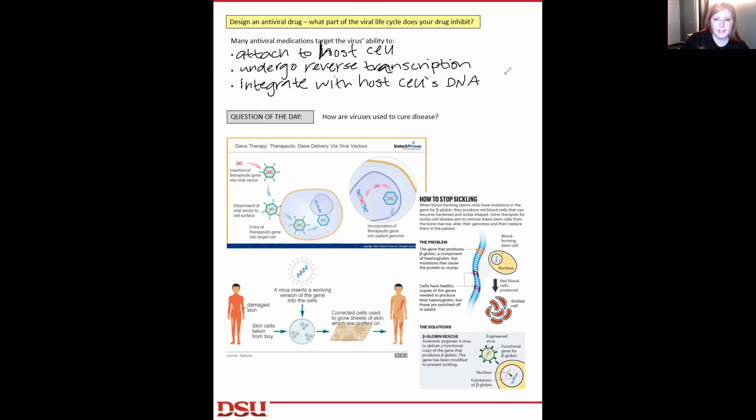So if antiviral meds can prevent a virus from being able to do these things, that's just kind of it. The virus simply can't replicate.